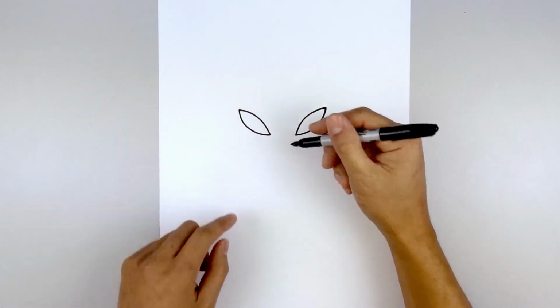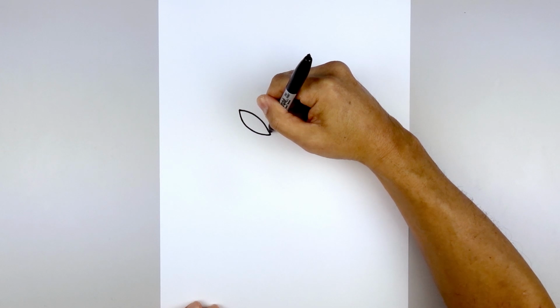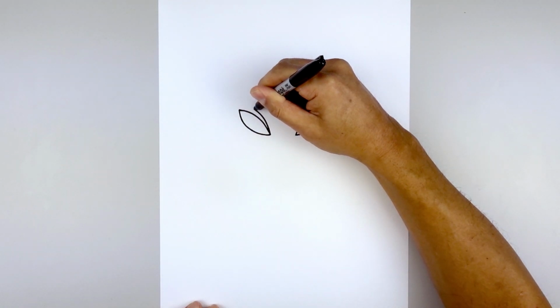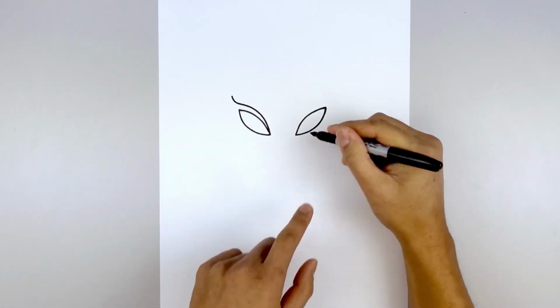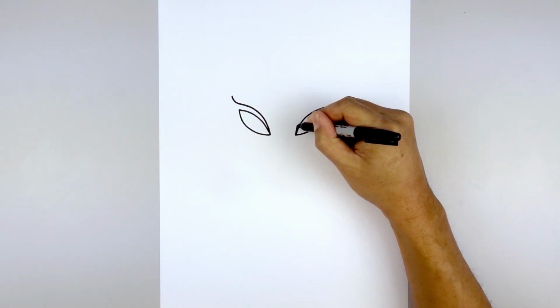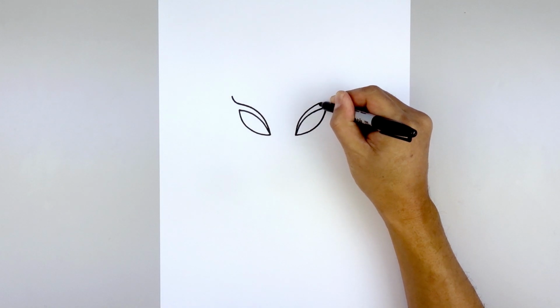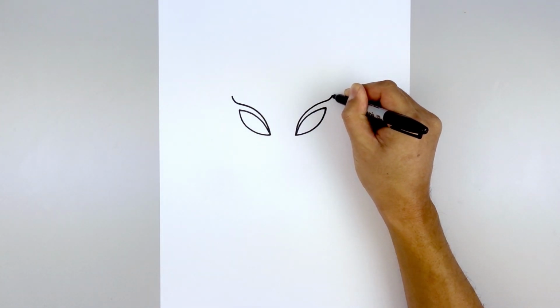Let's add that trim around the eyes. Starting from the inside, I'm going to taper this up and out towards the outside of the eye. Now at the end, we're just going to flick this up. Let's do the same thing on the right. Start from the inside, we're going to taper this up and then out. And at the end, we're just going to turn that up.